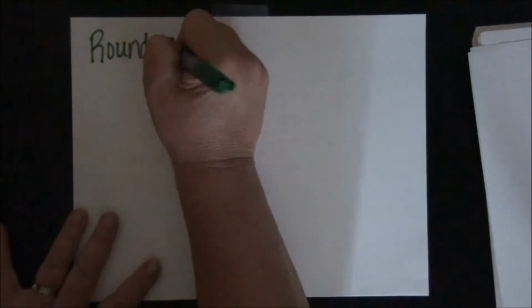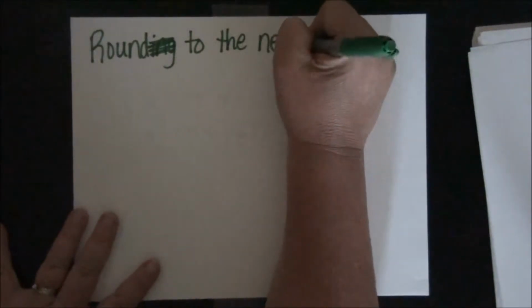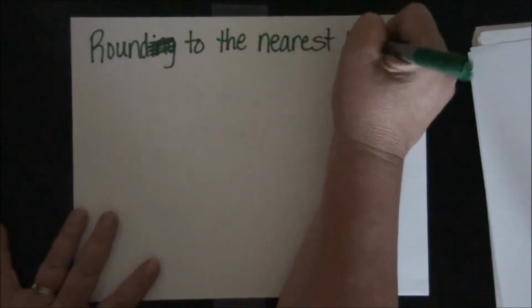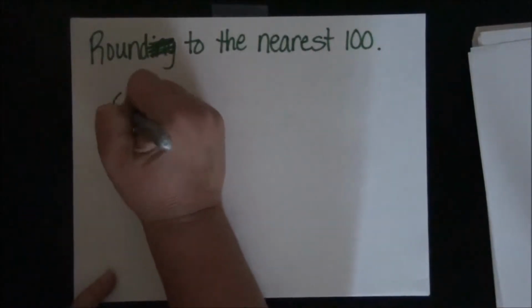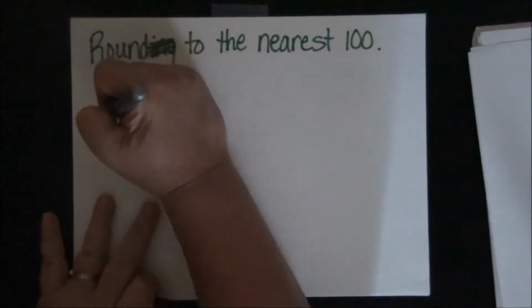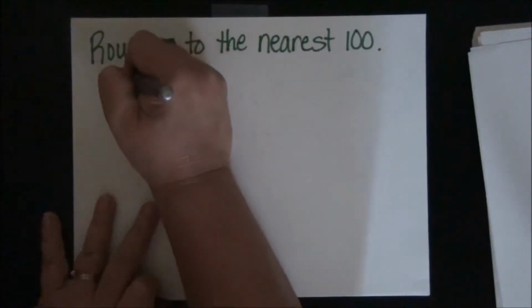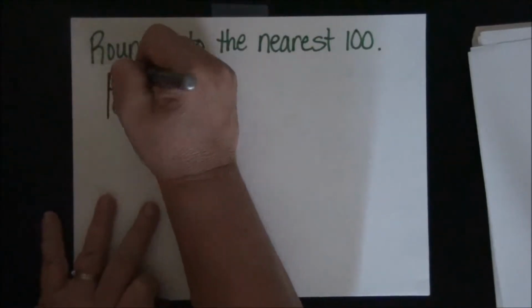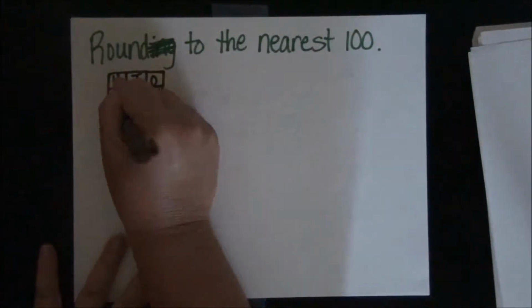Anyway, okay, so rounding to the nearest 100. Okay, same steps apply. We're just dealing with a different digit now. Okay, 697. I'm going to draw my place value chart. Ones, tens, hundreds. And I'm in the hundreds, so I'm going to underline my hundreds digit.